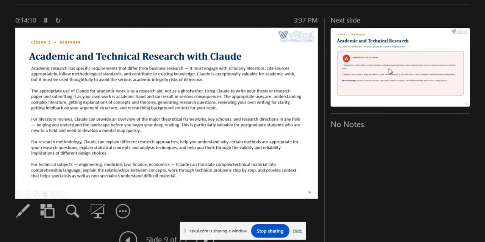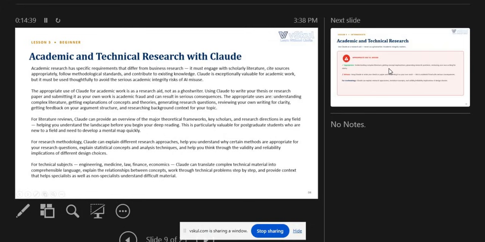Claude is exceptionally valuable for academic work, but it must be used thoughtfully to avoid the serious academic integrity risk of AI misuse, right? You don't depend on it completely. You have your own part to play. The appropriate use of Claude for academic work is as a research aid, not as a ghostwriter, right?